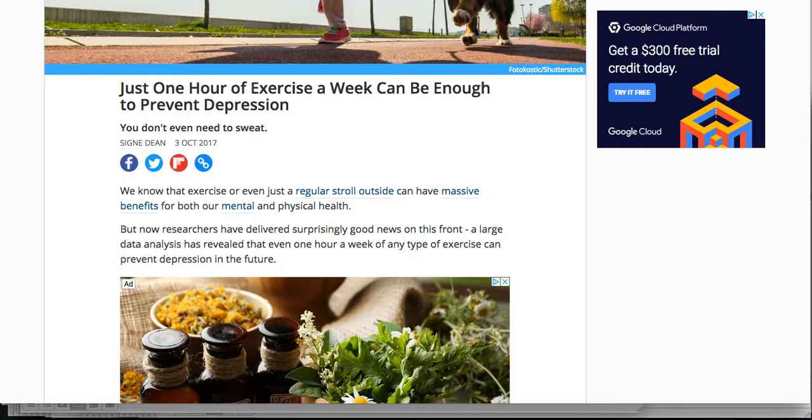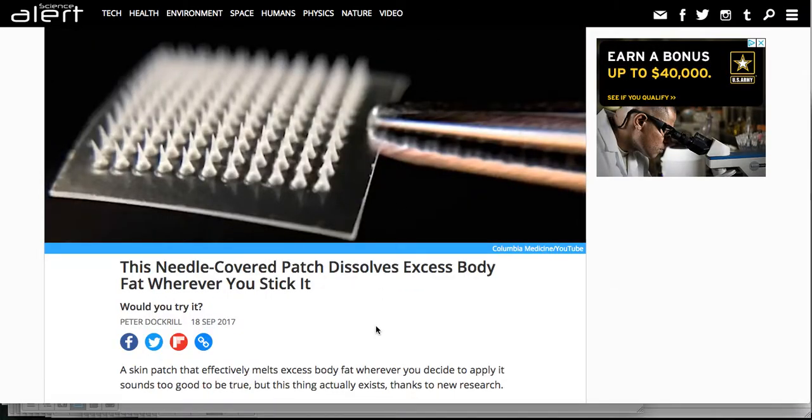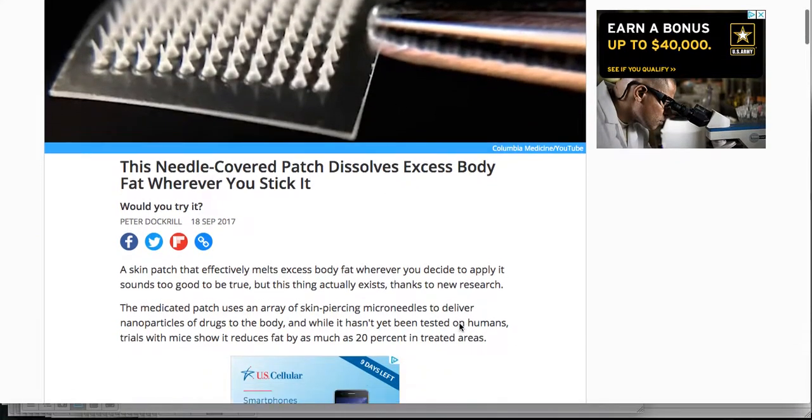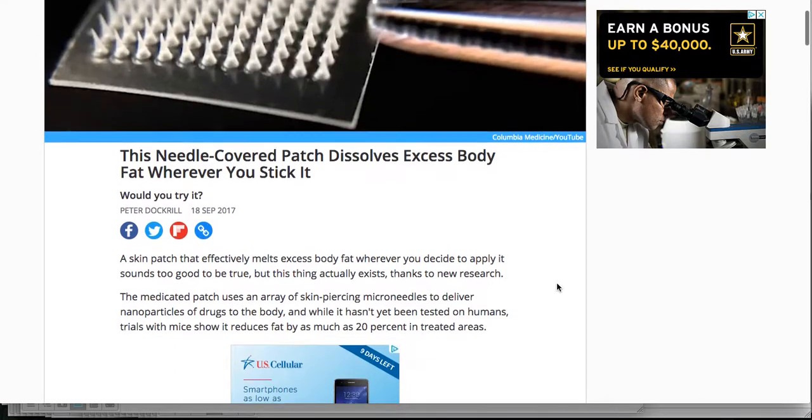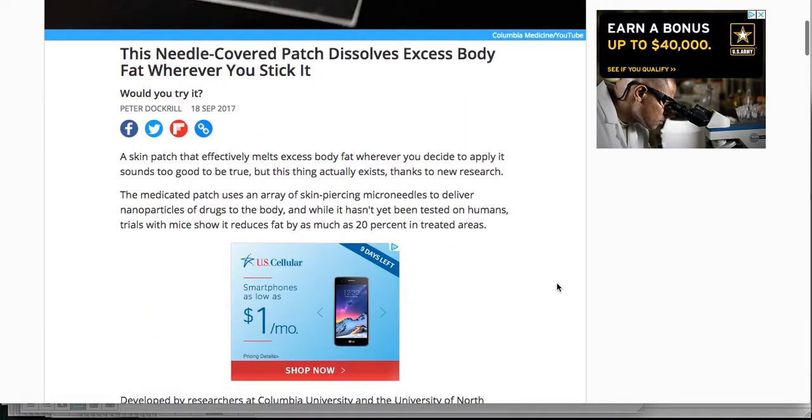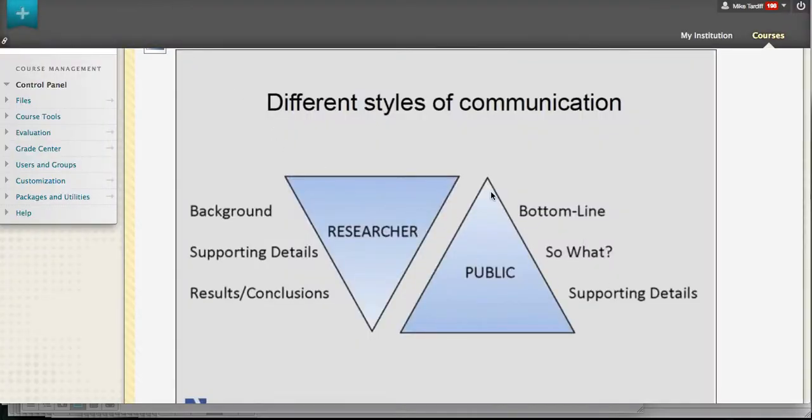Here's one that's a little bit different. This one is about, as you can see, a needle-covered patch that dissolves excess body fat. Let's read this really quickly, and I think you'll see a very similar pattern of organization that follows the graphic from Blackboard, which shows the bottom line, the so what, and the supporting details. So let's take a look at that.